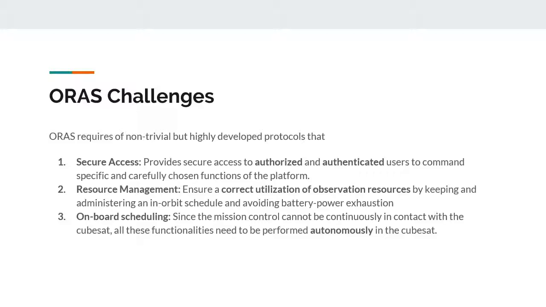But obviously, such an approach has several challenges to be met. They are not few, and they are not easy to tackle, and that is the basic discussion presented in these slides. So ORAS requires non-trivial but highly developed protocols that enable three aspects. One of them is secure access. If you are saying that anyone around the world can just buy simple ground station equipment and access this satellite, we need to provide secure access to authorized and authenticated users to command specific tasks and carefully chosen functions to the platform.